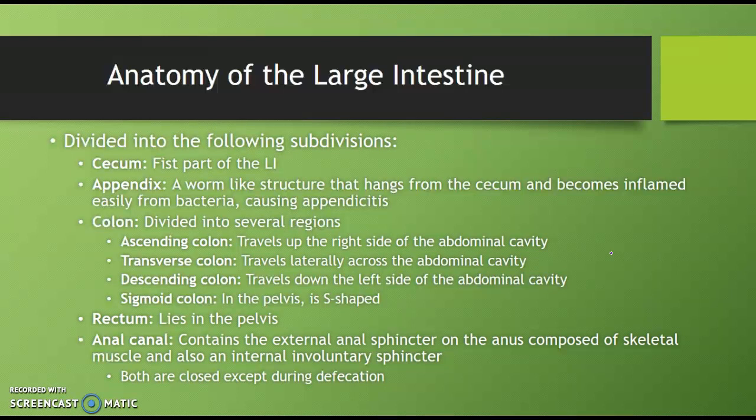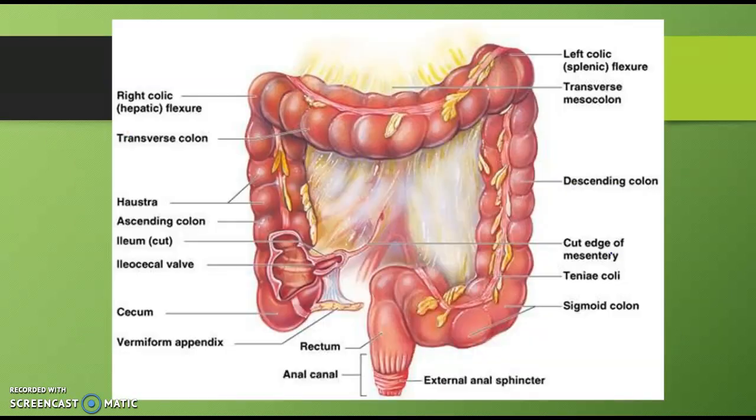Then we have the rectum, and then the anal canal. And the anal canal actually has two sphincter muscles. It has an internal one that's involuntary, and that's what will give you that signal up to your brain saying, oh my gosh, I think I need to go to the bathroom. But then the external anal sphincter is voluntary, meaning that you can control it. And both are going to be closed except for when you actually need to go to the bathroom.